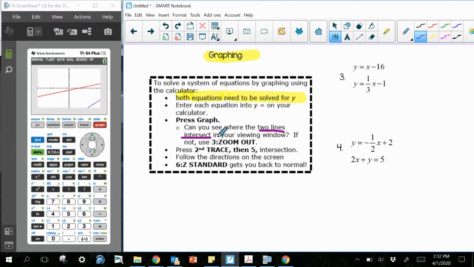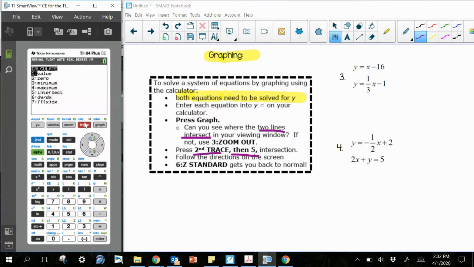So what I'm going to have to do is zoom out. Now, we don't have to do this every time, but occasionally we do. So zoom out is the third option. Now it didn't do anything, but we have to press enter for it to actually zoom out. Now, can you see the intersection? Yes, it's right here. So what we're going to do now is press second trace 5 for intersection.